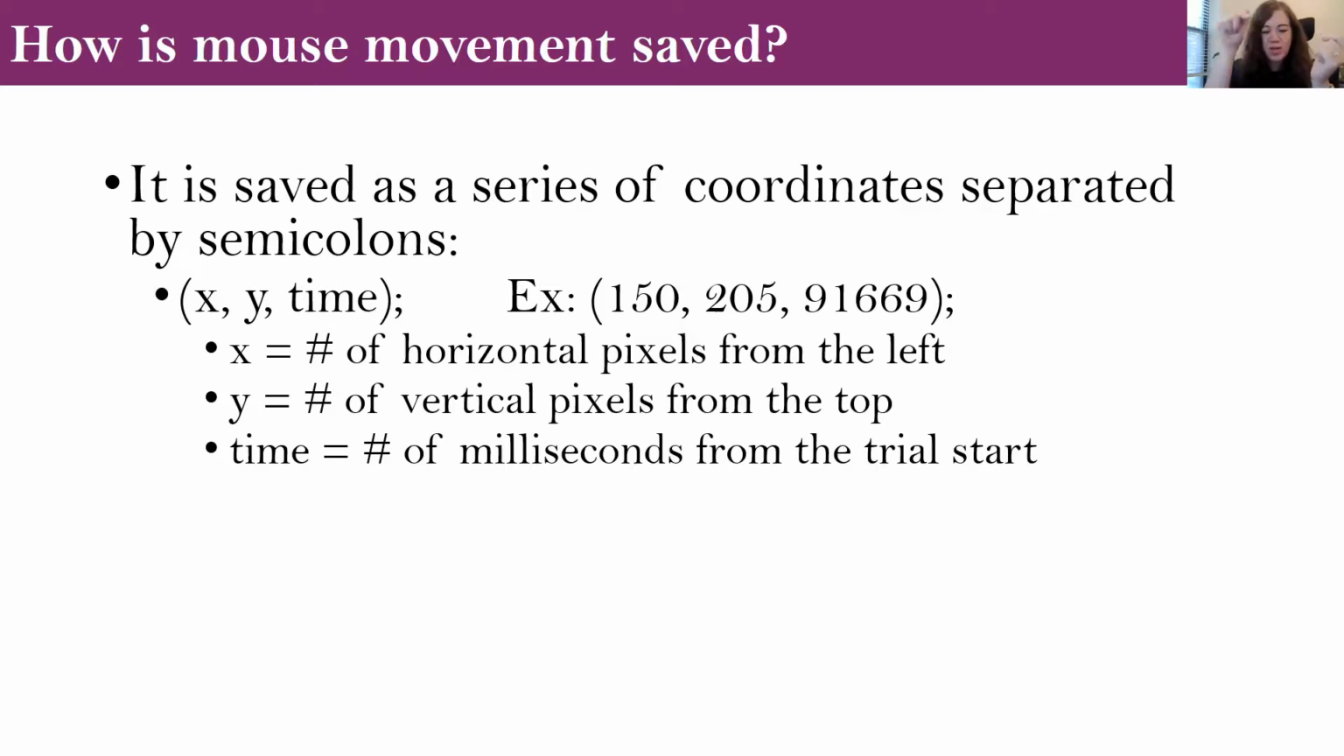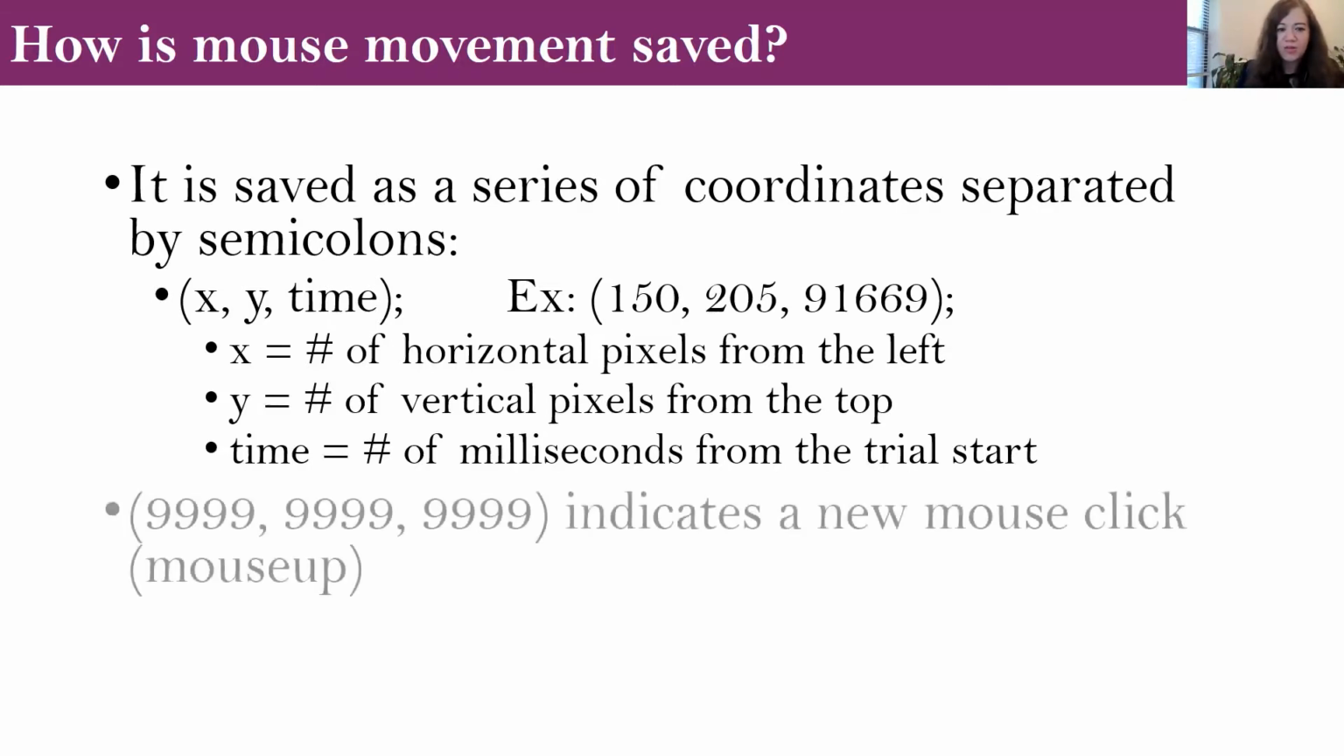As they draw, it's tracking how many milliseconds after the timer start each stroke occurs. I also insert this arbitrary sequence of 9999, 9999, 9999 to indicate a new mouse click. So when they have released their mouse, it's useful to know when they've made different strokes.